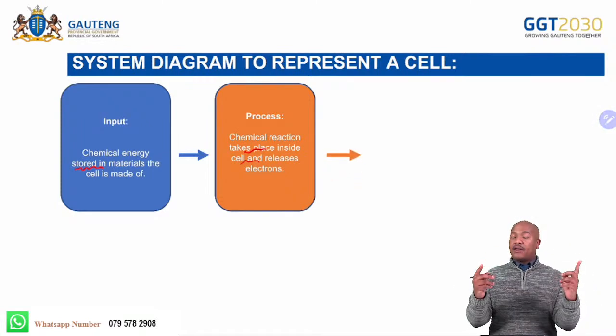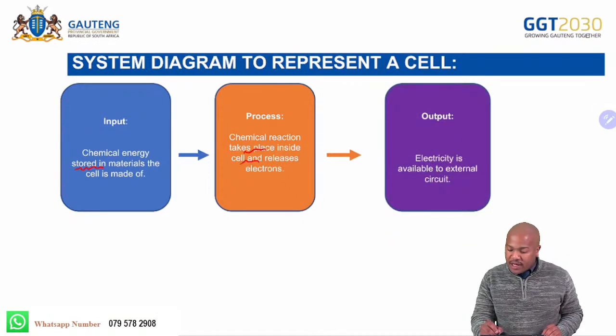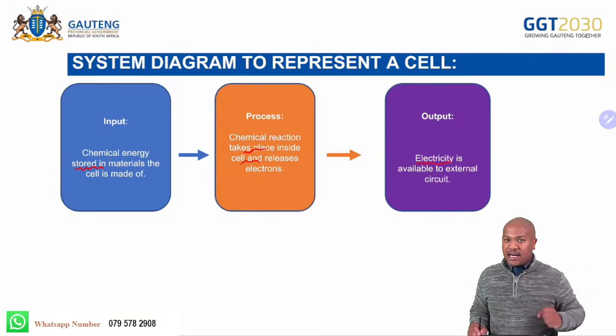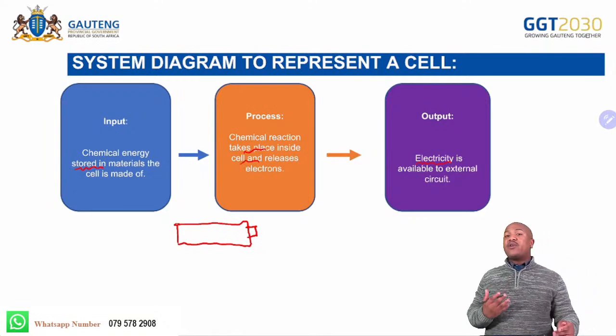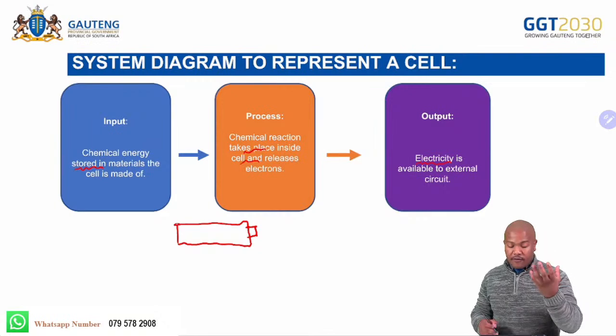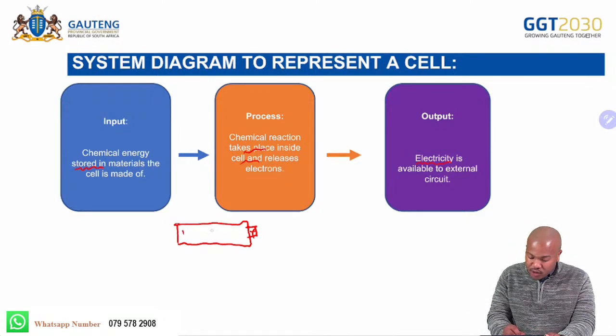So what is the output? The output is what? We get electricity, right? Electricity is available to the external circuit. This is what we're talking about here, right? We have a cell. Now bear in mind, the cell that I'm drawing here is not in symbolic form, in terms of the symbols of a circuit. This one is positive, and this one is negative, right? So you have the input, the chemical energy that is stored in the form of electrons inside this cell.